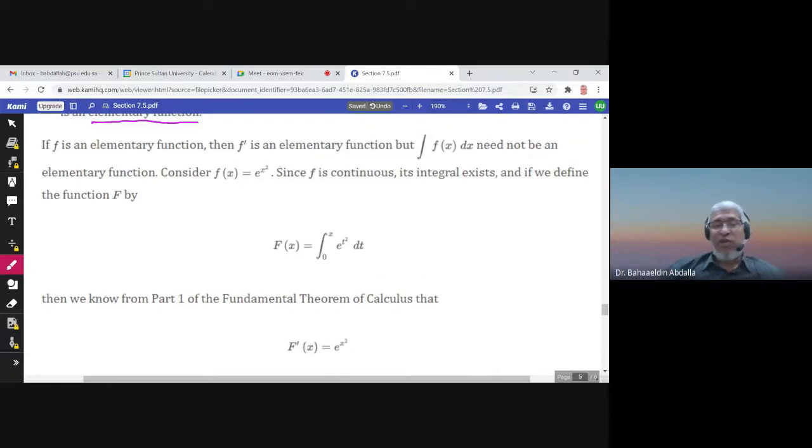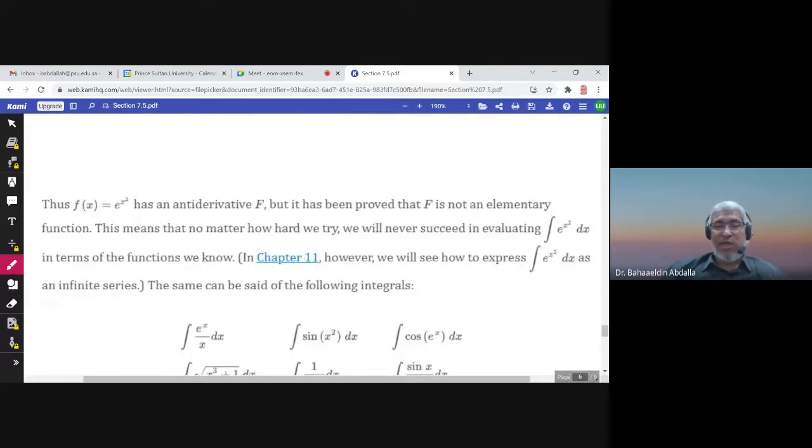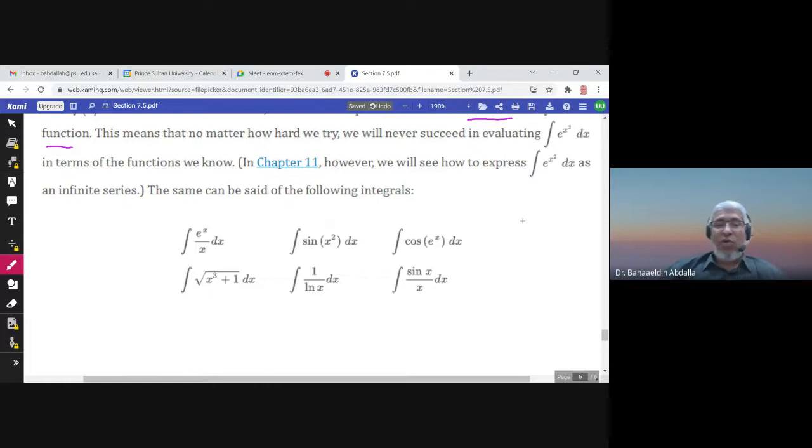Although, using the fundamental theorem of calculus, any continuous function has an antiderivative, this antiderivative doesn't have to be written in terms of an elementary function. For example, the integral of e to the x squared, or all of these integrals, the integral is not an elementary function, which means you cannot solve the problem using the functions you know.